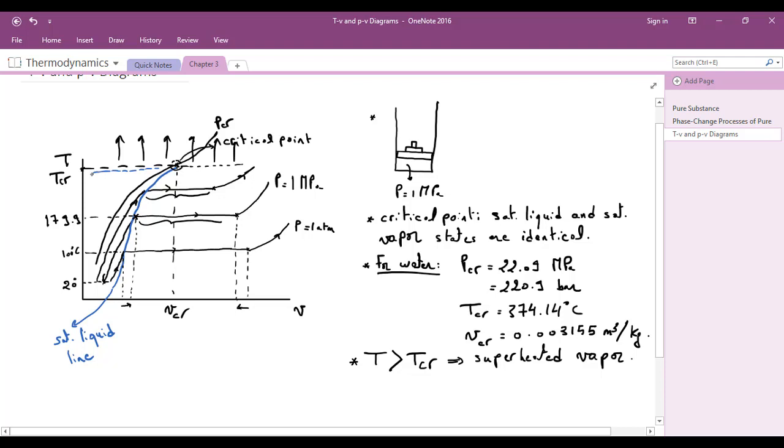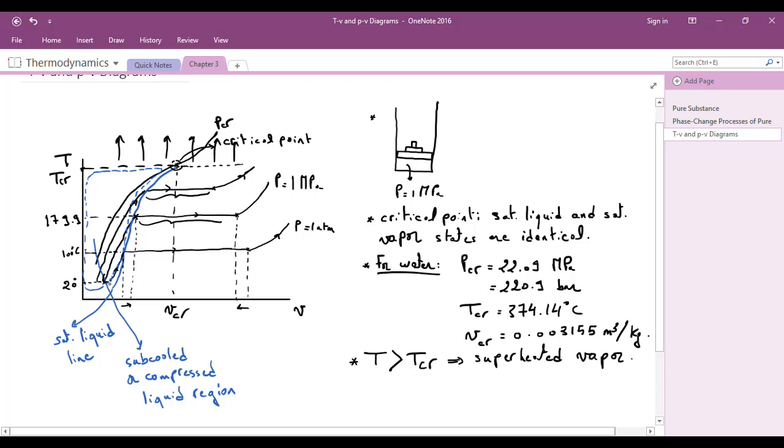The region to the left of the saturated liquid line is called the subcooled region. So this region here is called the compressed or subcooled liquid region. If the state of the water is fixed by two properties, and this state happens to be in this region, we can say that the water is in a subcooled or a compressed liquid state.